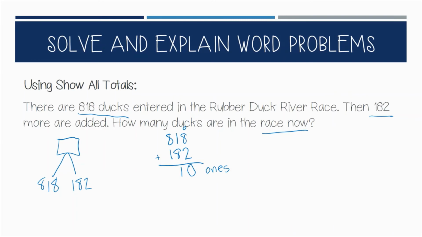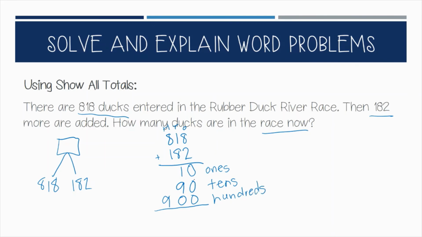Now we're going to add up our tens. So I have 10 plus 80, which is 90. So we write that right below, making sure we line up our digits. And now we're going to add up our hundreds. So I have 800 plus 100 is 900. And again, make sure that you line your digits up. So that's my hundreds.